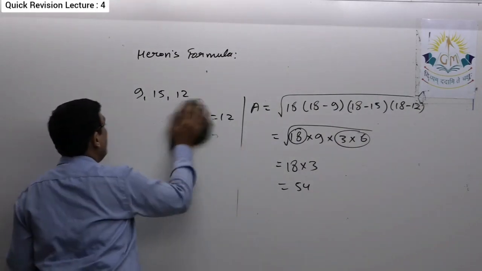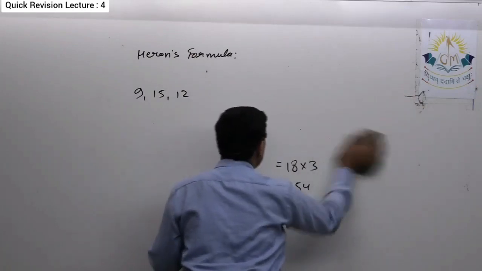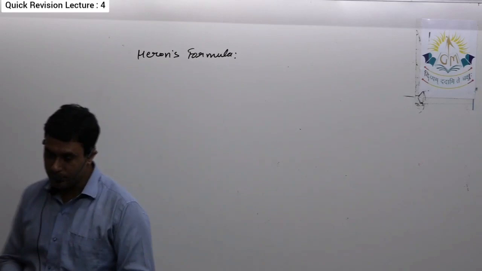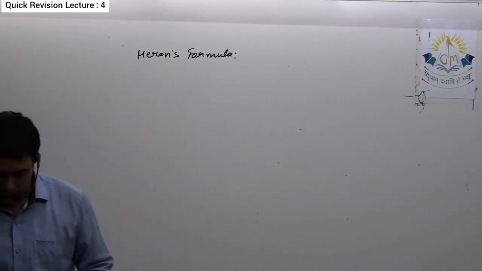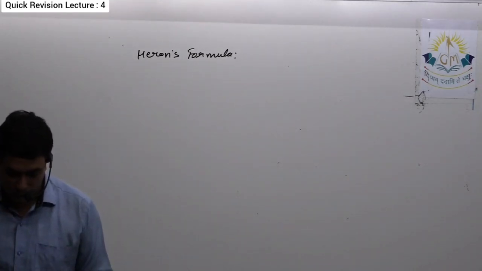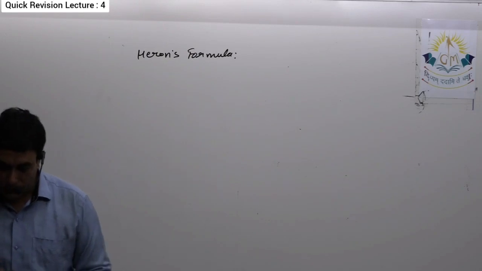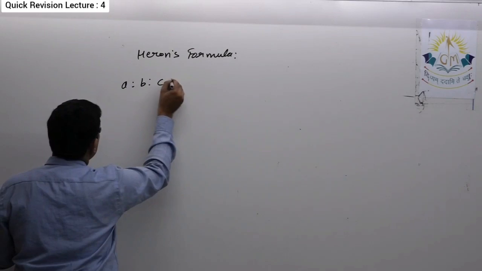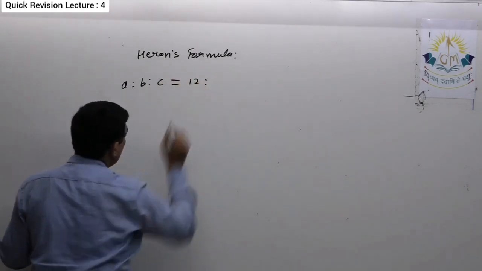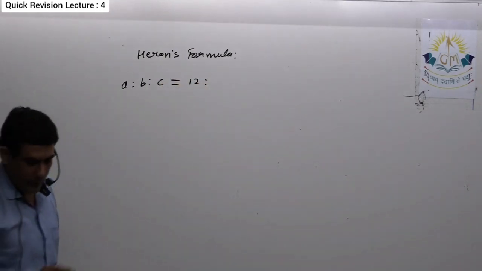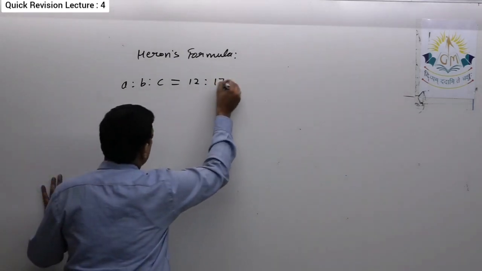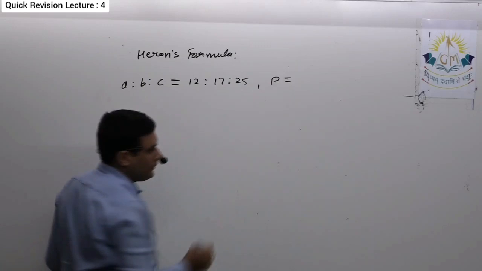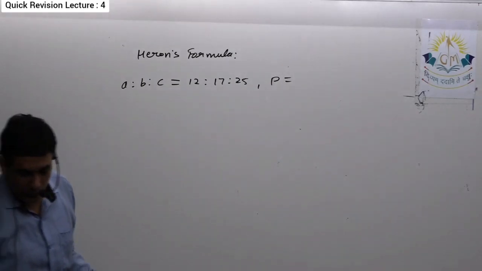Now the second type, in which you will get the ratio of the sides as well as the perimeter of the triangle. So suppose the ratio is 12 is to 17 is to 25. The ratio of the sides a is to b is to c is 12 is to 17 is to 25. Also it is given that the perimeter is 540.